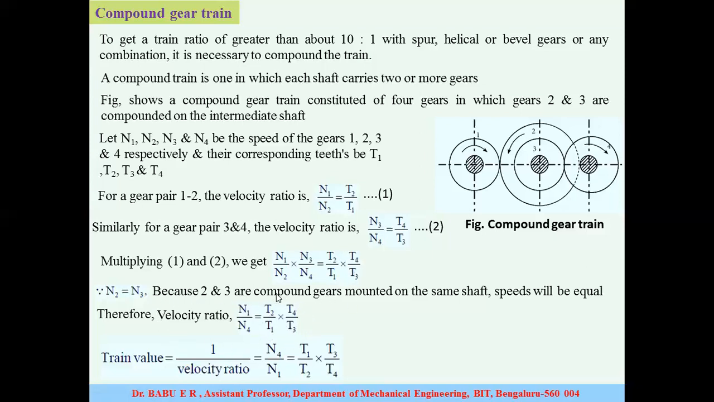So this is the velocity ratio for a compound gear train. In a compound gear train, we consider all the combinations of the gears, so that is T2 by T1 into T4 by T3. Now you take the reciprocal of this, which gives the value of the train value. So train value, which is equal to 1 by velocity ratio, is equal to N4 by N1, which is equal to T1 by T2 into T3 by T4. This is the compound gear train.